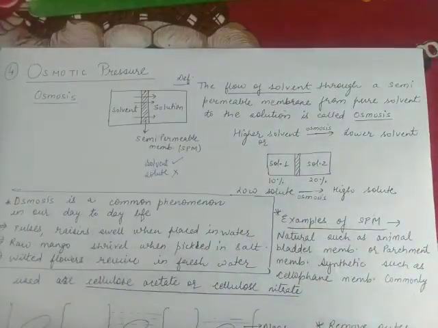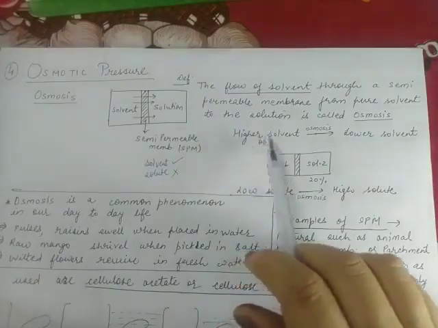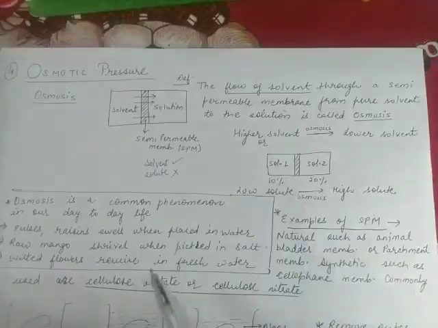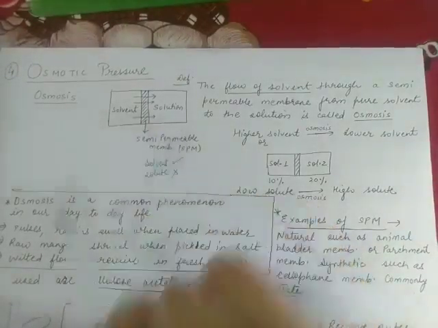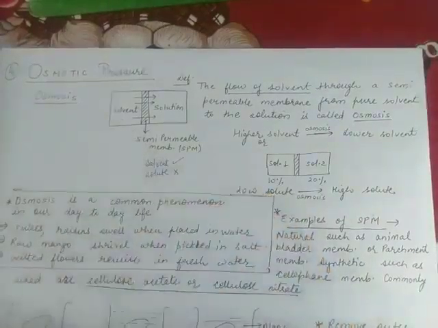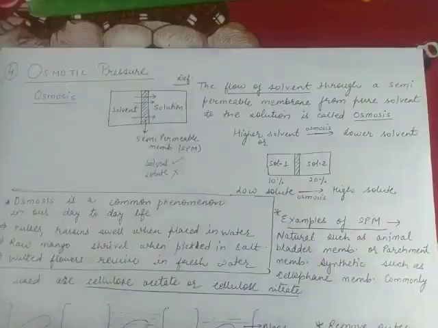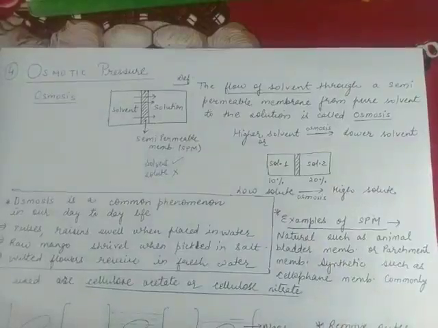This is osmosis. So if I ask what is the direction of osmosis, you can say the direction of osmosis is from higher solvent, that is where solvent is more, to lower solvent. Why lower solvent? Because solution has two components, solvent as well as solute. So suppose here it is 100% water, but here it will not be 100% water because some solute is also there. So from higher solvent to lower solvent is the direction of osmosis.